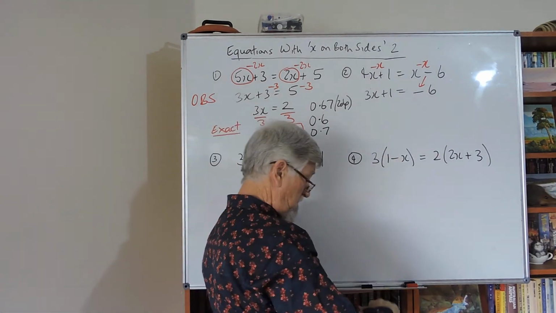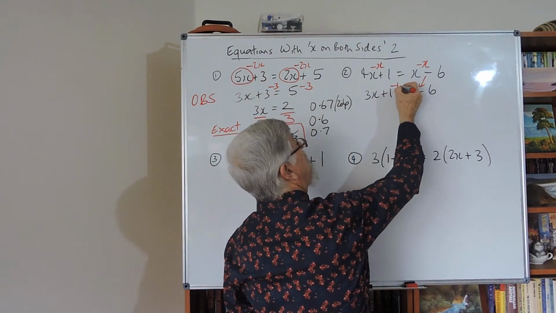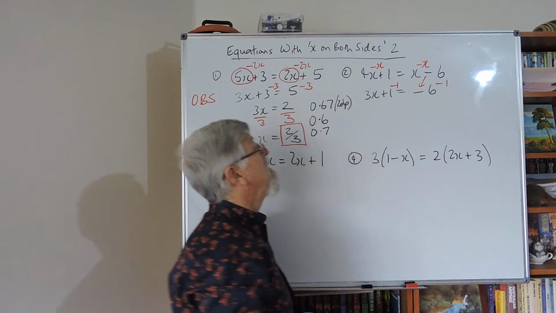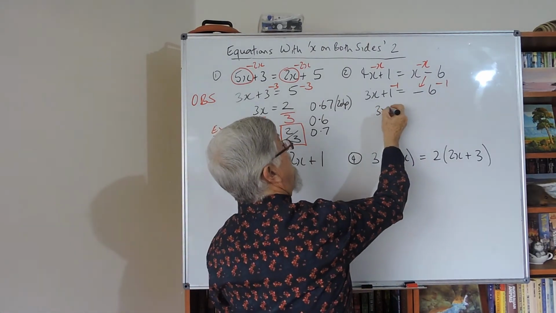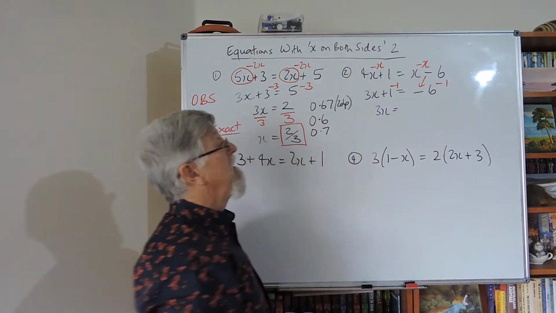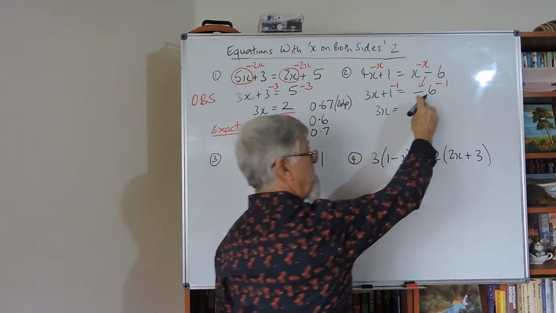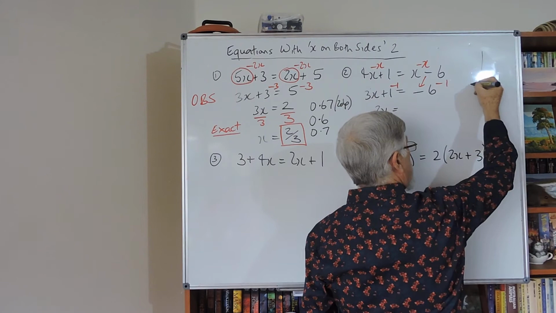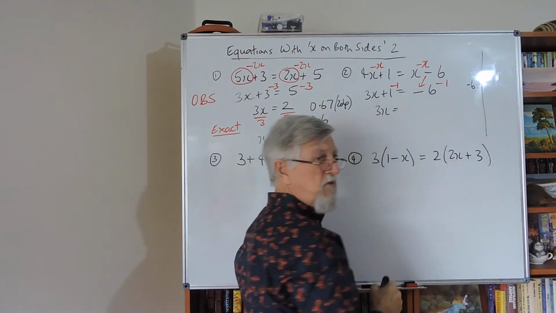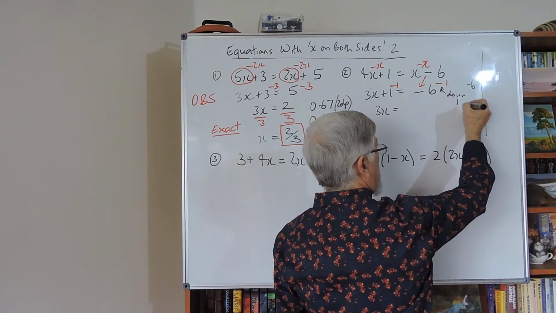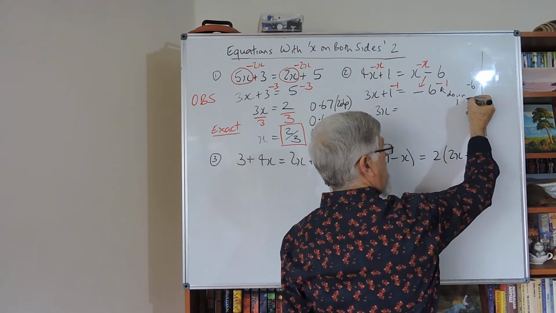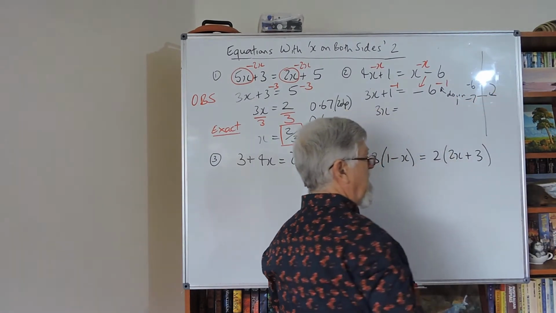So now if I get rid of the plus 1, I go minus 1 to the left, I go minus 1 to the right. I'm left with a 3x because the 1's disappear. Now the trap here is the -6 minus 1. I know a lot of students struggle with it. So if we start at -6, all that means is we go down 1. So if I went down 1 from -6, it becomes -7. So there's where we go.